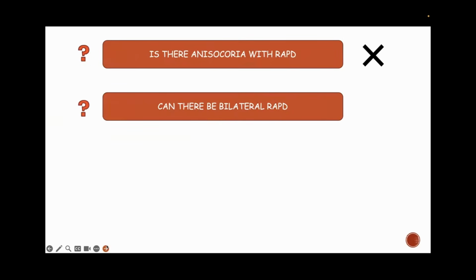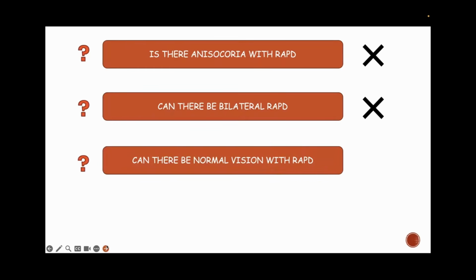So can there be bilateral RAPD? This is a finding I've seen sometimes in OPD files, which is an incorrect statement. RAPD means one eye is damaged with respect to the other. Bilateral RAPD is not a correct terminology. It is a misnomer.